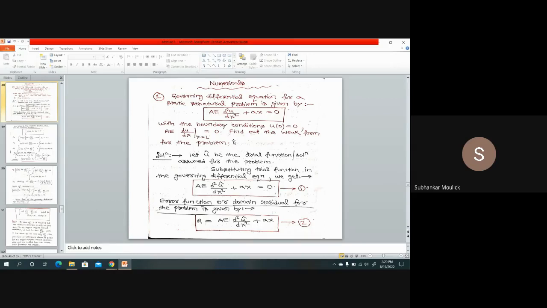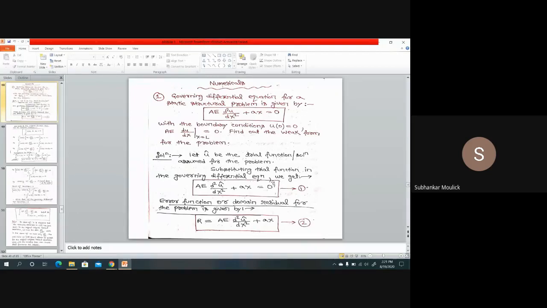Fine. Now, since all these methods will give us an approximate solution of the given differential equation, when you replace u by u cap, you will get error in your solution. So in order to find that error, first let us substitute the approximate trial solution in the given differential equation. That means we are replacing u by u cap. So A into E d2 u cap over dx square plus ax equal to 0, which is equation number 1.